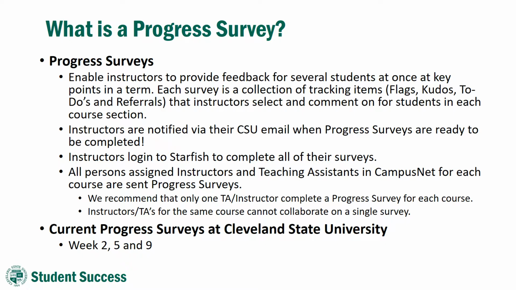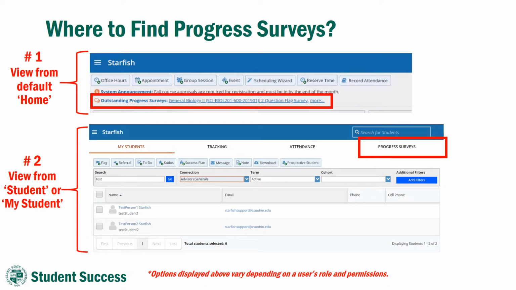Current progress surveys at Cleveland State University are sent out in weeks 2, 5, and 9. Progress surveys can be accessed 2 different ways within Starfish. The first way is from the default home screen that first appears when you first log into Starfish. You can see any active surveys at the top of your screen.